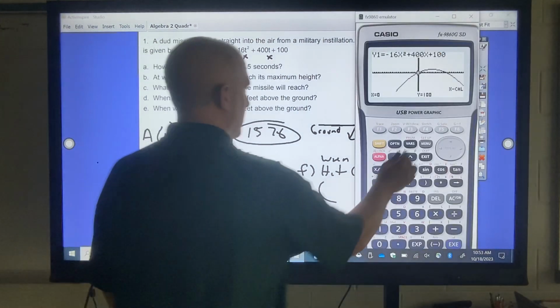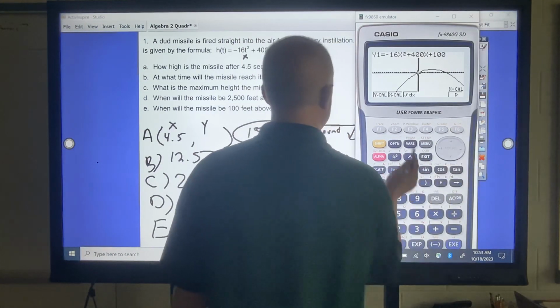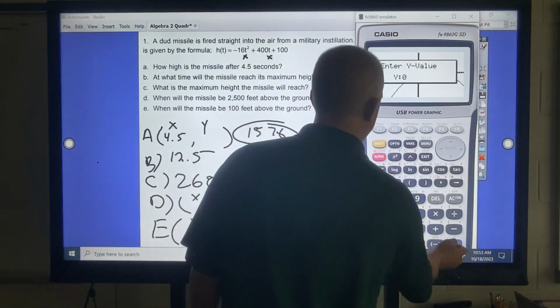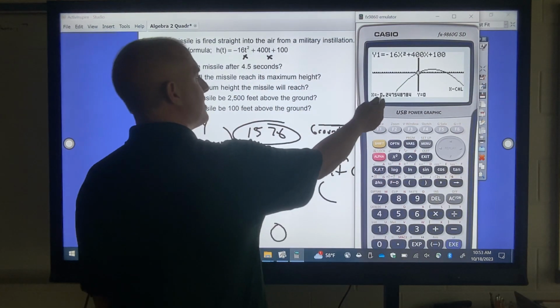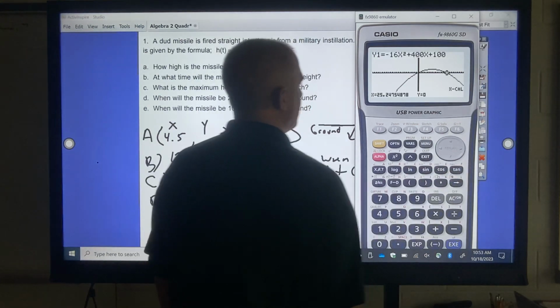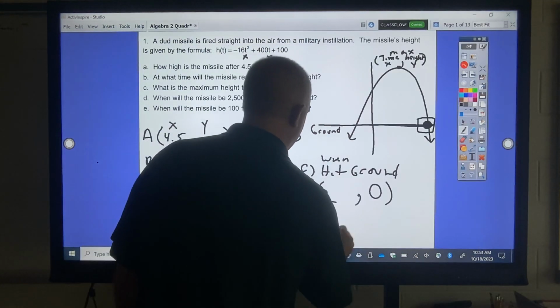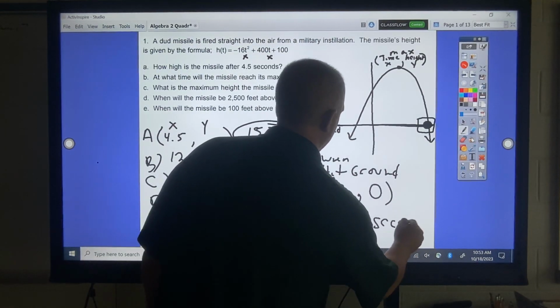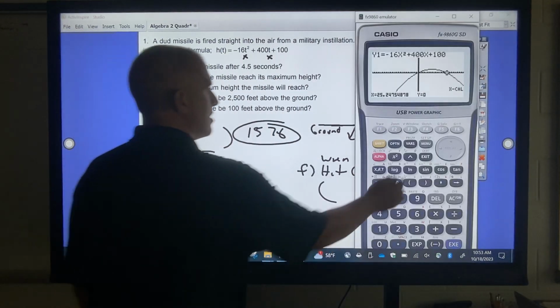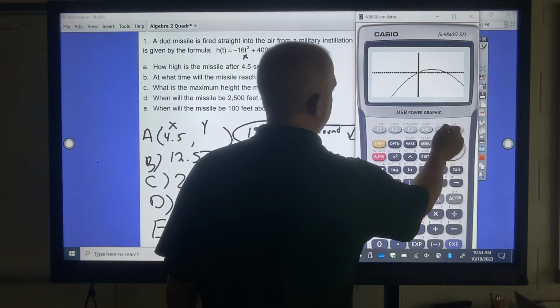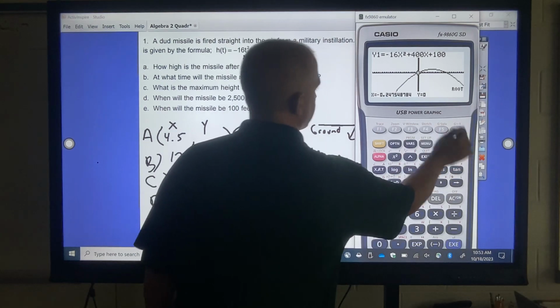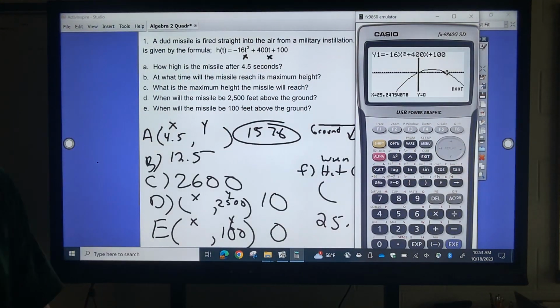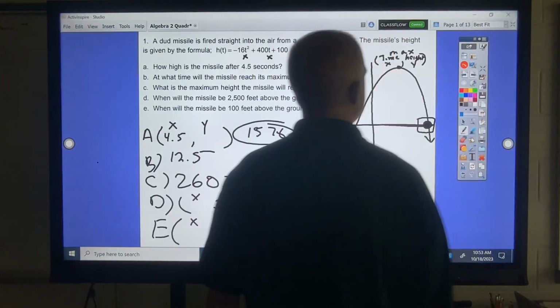Okay, all right. So G-Solve, X-Calculate. When is the Y 0? Well, obviously it's not going to be at that -1. If I click over there, that's going to be 25.2 seconds. So you can do it that way. You can also do it as G-Solve and then Root, because that's where it crosses the x-axis. Either way is fine.